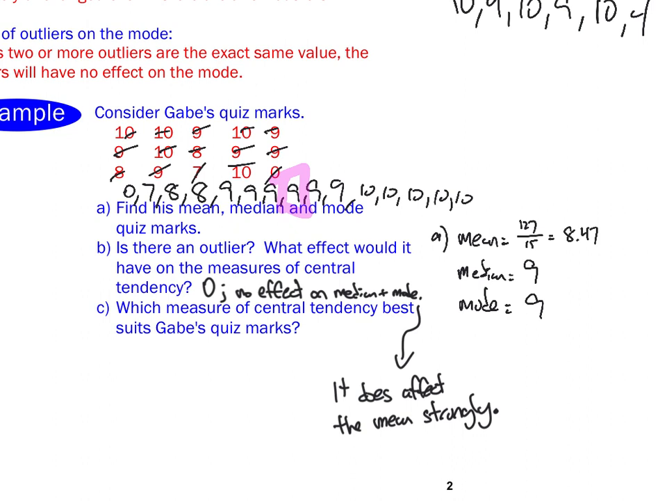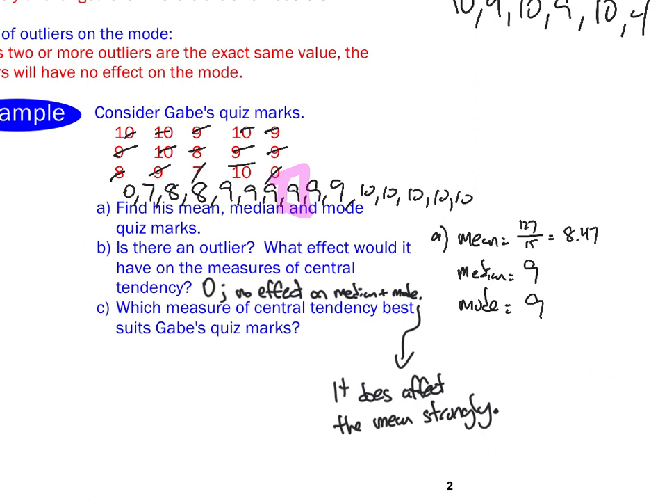The mode, because it's the most common score. I like that answer a lot. If you look at any of the scores that Gabe received on the quiz, 9 was the most common. So if you looked at it as a sense of probability, there's a greater likelihood that he would get 9 on a quiz than any other mark. So I'm happy with that. Let's go with that.